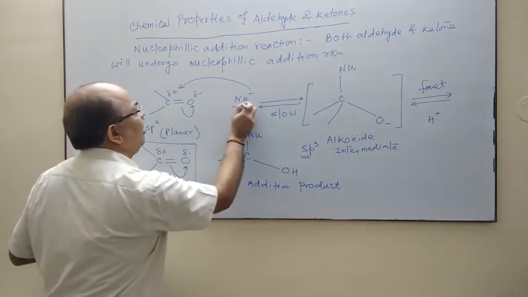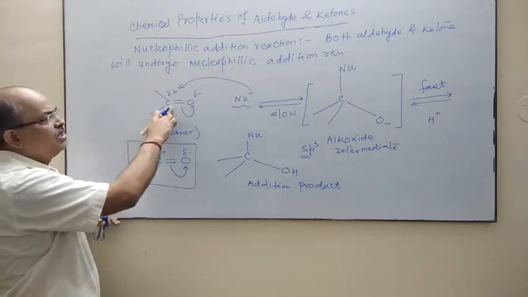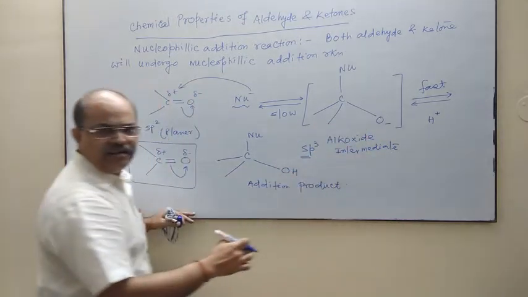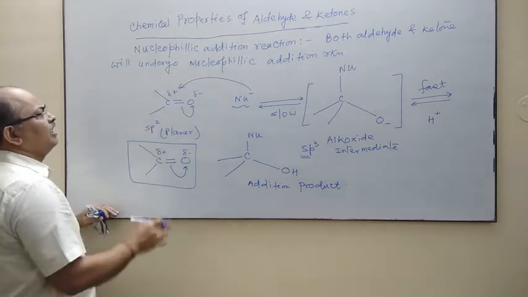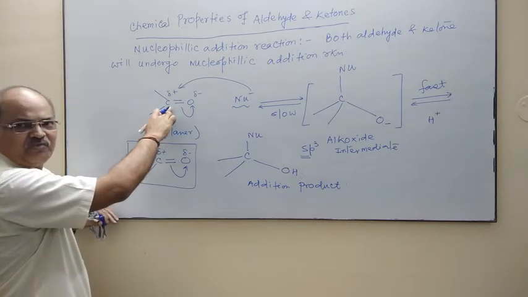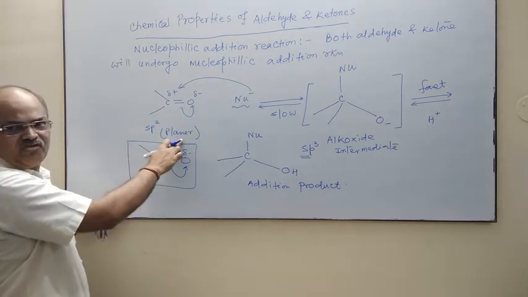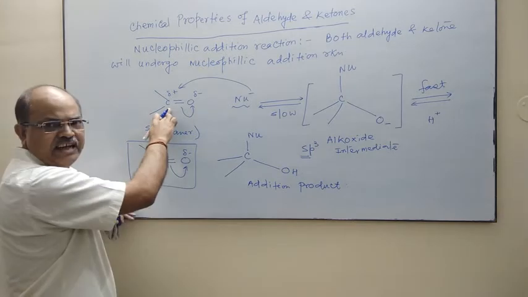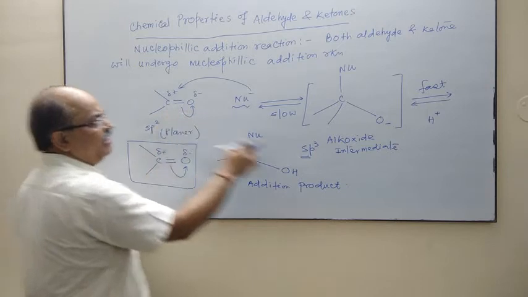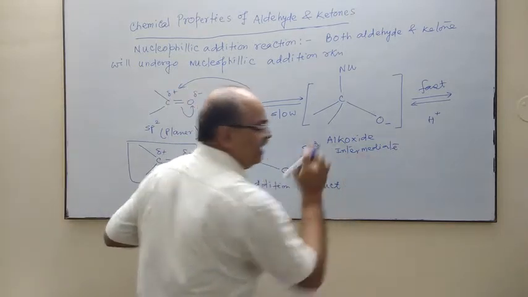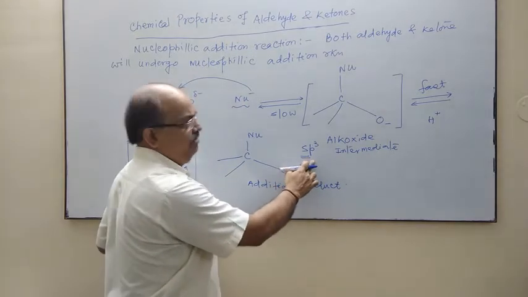So the nucleophile will attack on this carbonyl carbon to give an intermediate, and then it will form your addition product. Now, in aldehyde and ketone, since this carbon is sp2 hybridized due to this pi bond, it has a planar structure. When the nucleophile attacks this positively charged carbonyl carbon, it converts it into your alkoxide intermediate, which is tetrahedral, that is sp3.